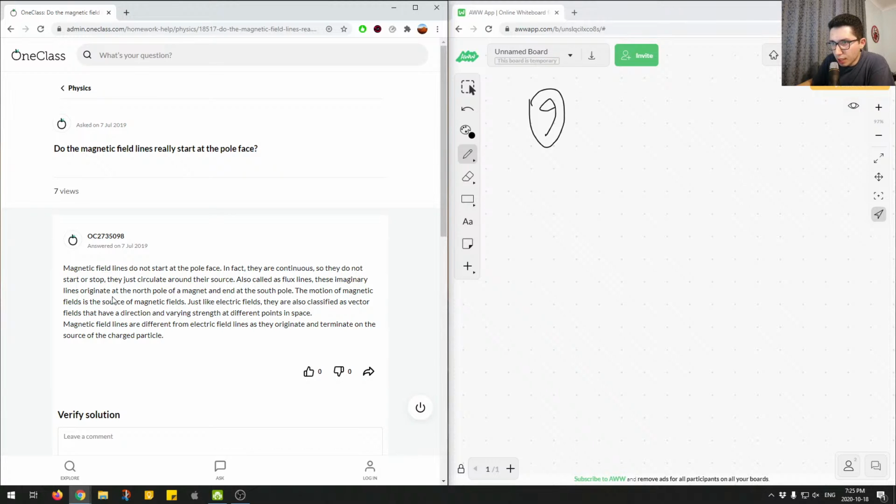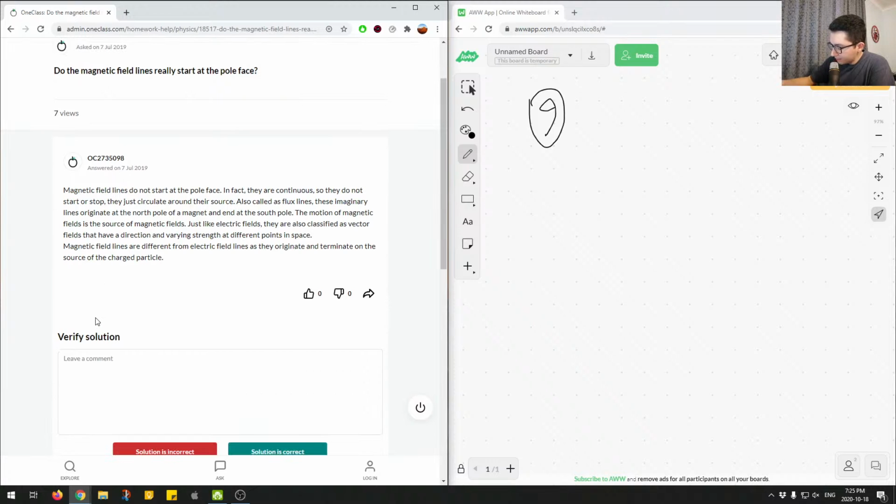These imaginary lines originate at the north pole of a magnet and end at the south pole. The motion of magnetic fields is the source of magnetic fields. Just like electric fields, they are also classified as vector fields that have a direction and varying strength at different points in space. Magnetic field lines are different from electrical field lines as they originate and terminate on the source of the charged particle. So let's think about this with a diagram.